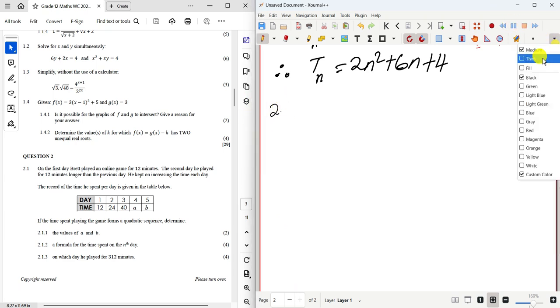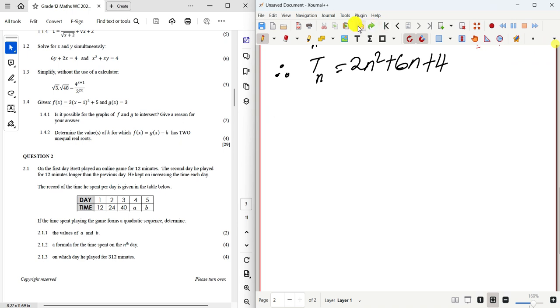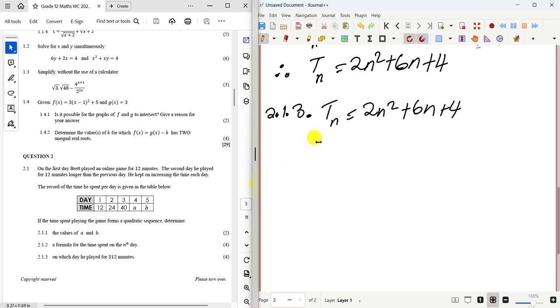Now, let's head to 2.1.3. It says determine on which day he played for 312 minutes. So T sub n is equal to 2n squared plus 6n plus 4. All right. So T sub n will be 312. Okay. Let's go.